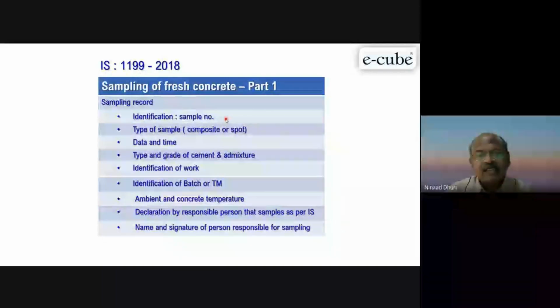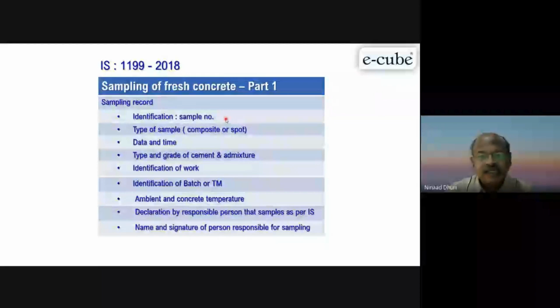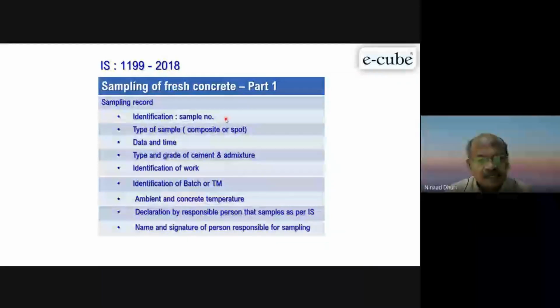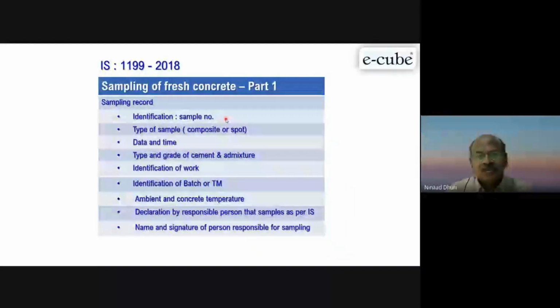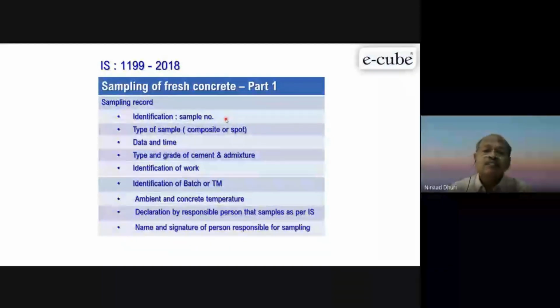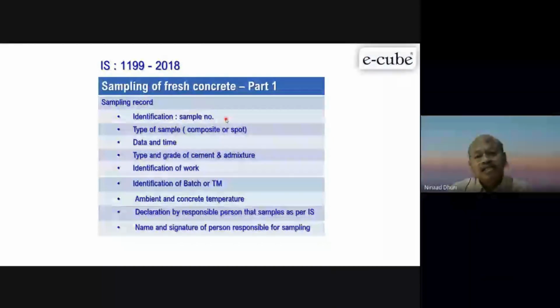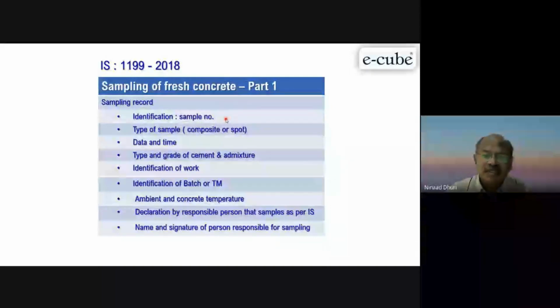Otherwise, we have seen that every day they put a new number. Every day 123, next day 123, which is not realistic or proper for a proper identification. So we should have serial numbers. When you start the project, maybe from January, you start 0001, and then you continue that number till December end. So any sample is very easy to identify, and there is no duplication of samples.